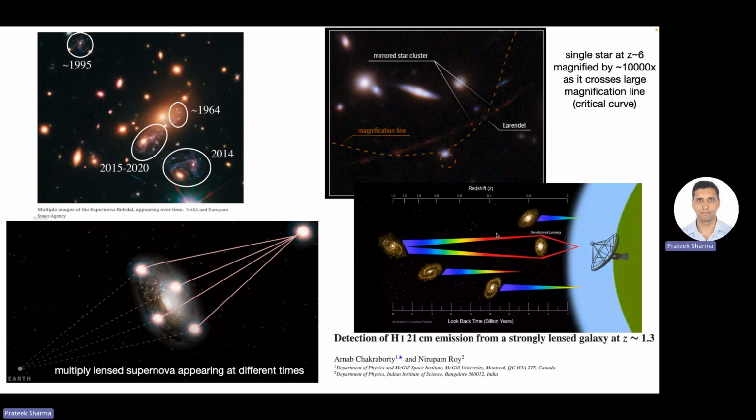So this is another example. Here, Nirupam, our own IISc faculty, detected the farthest H1 21 centimeter emitting galaxy because of magnification due to a foreground cluster. So the applications of lensing are almost endless. I've not talked about all of them. Gravitational waves themselves get lensed and so on. So with that, I'm going to end the class.